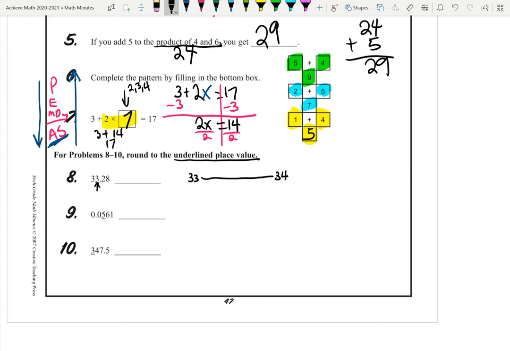Okay, now let's get a little technical. Halfway between 33 and 34 is going to be 33.50. Now I'm going to ask myself, is 33.28 on the left side, or is it going to be on the right side? 33.28 is going to be on the left side. It is closer to 33. So I'm going to rewrite it, and then it turns into a 0, 0.